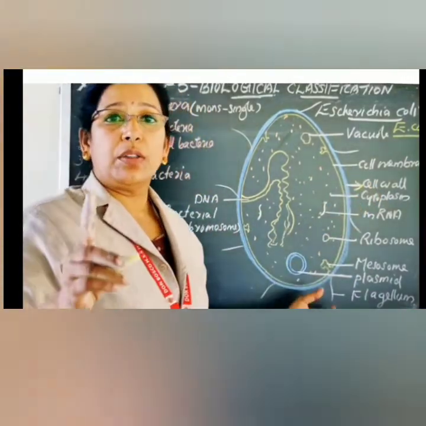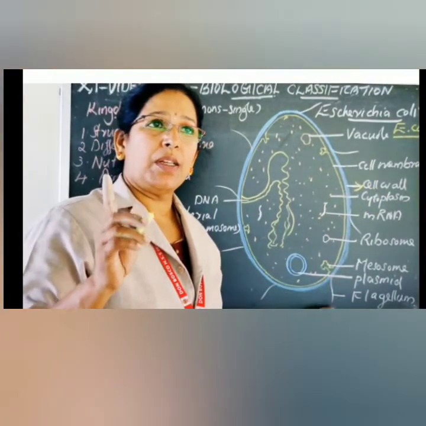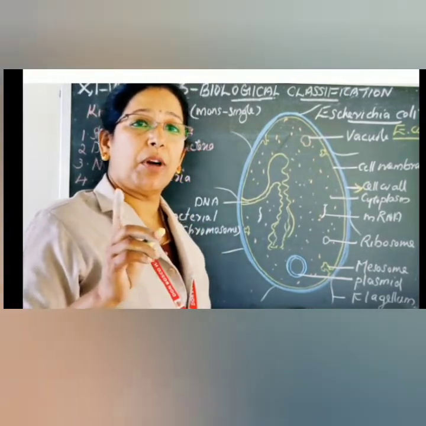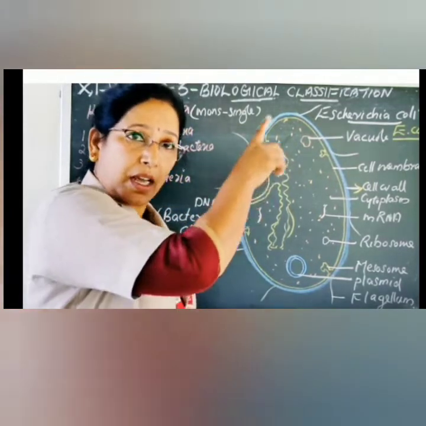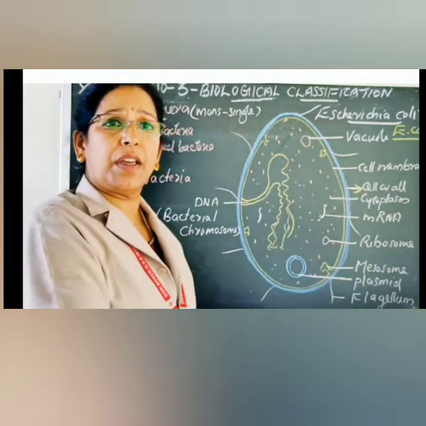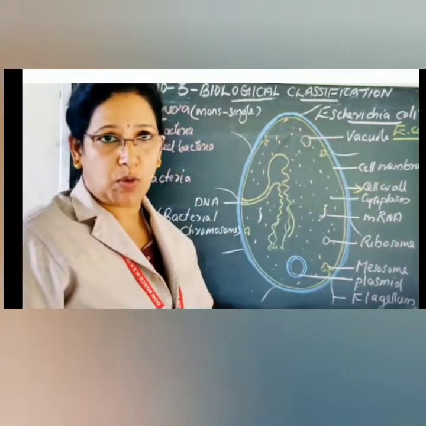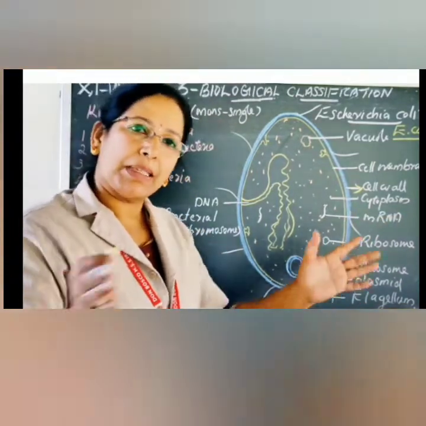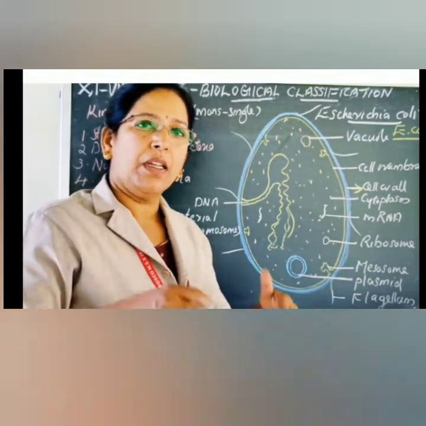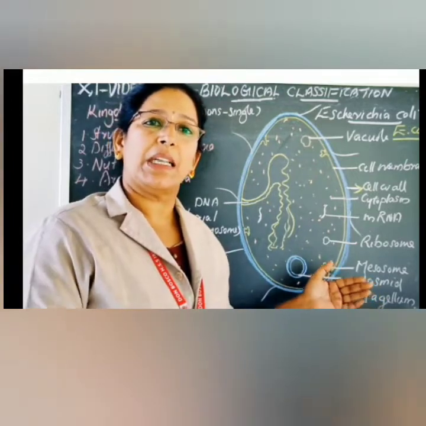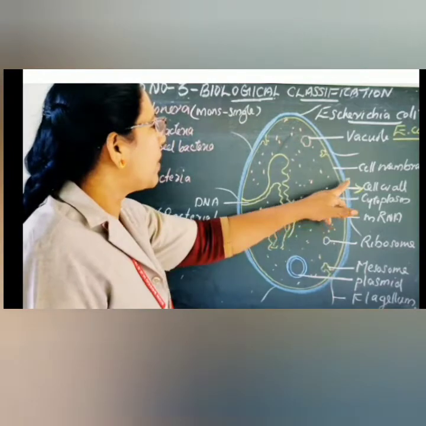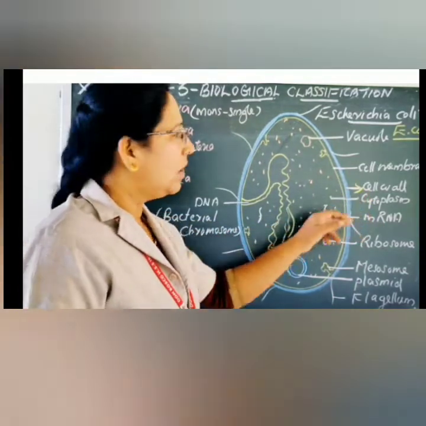I told you, in chapter 5 while studying the cell we will study in detail about prokaryotes. At that time, in a more detailed way, we will study this cell wall. The cell wall is complex in nature. Some other things are also present. Those words are not mentioned in this chapter, so I am not saying them. Now you have to remember this is the cell wall.